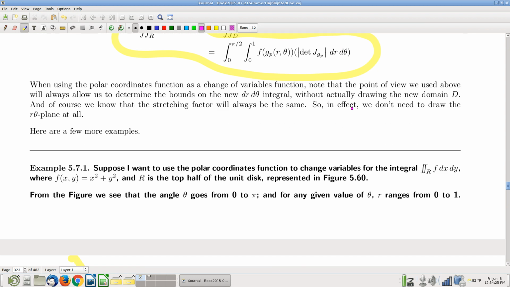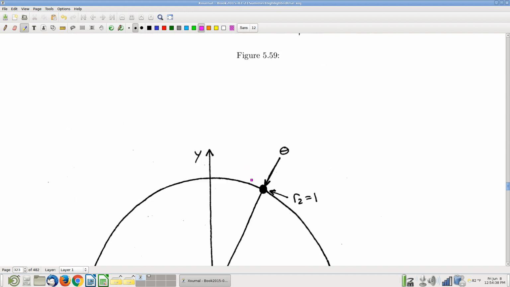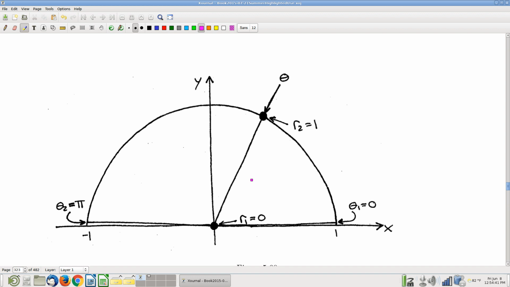Let's do another example. Suppose our domain is the top half of the unit disk. Okay, well, top half of the unit disk, here it is. Now, I don't want to actually draw the pullback domain. Notice I didn't even draw the change of variable function. I'm just drawing the XY plane. I mean, yes, there is an r theta plane over here, and there's a change of variables function going to it. But we don't need to draw that one. We know it's there. We know everything we need to know about it. I can see here. So here's what I need to see about that change of variables function.